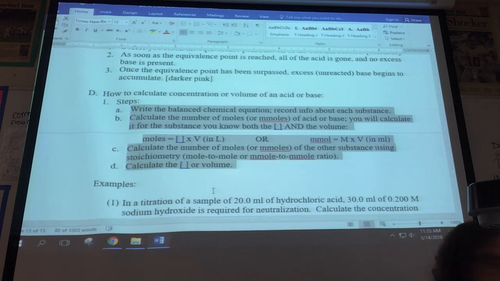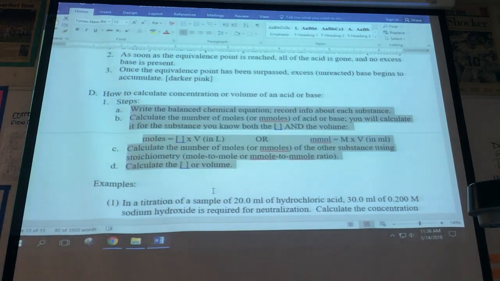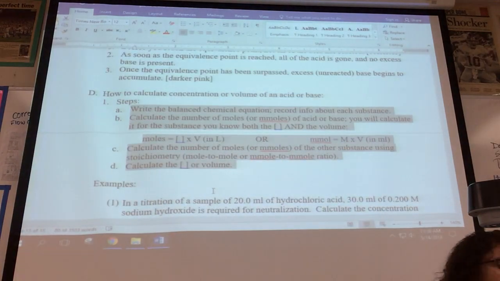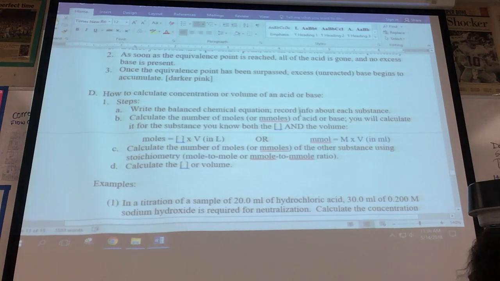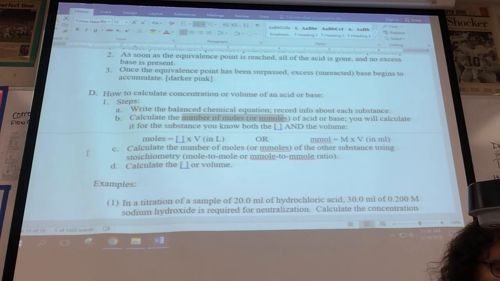so that you understand this type of calculation that you'll be assessed on both in the lab and on the test. First step is always to write your balanced equation. This is your neutralization reaction, and that's why we went over neutralization reactions initially. You also want to indicate the information that is provided about each substance, and I'll show you how to set that up. You'll then calculate moles or millimoles of the acid or base, whichever substance you know both the concentration and the volume of. You will calculate the moles or millimoles of that substance first.